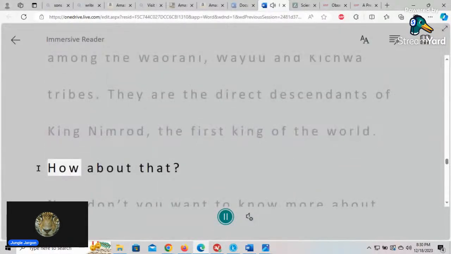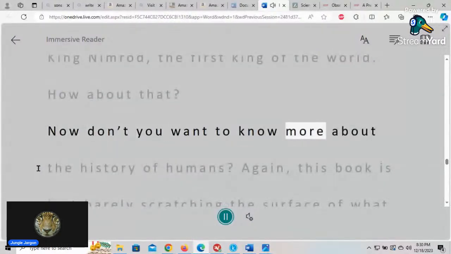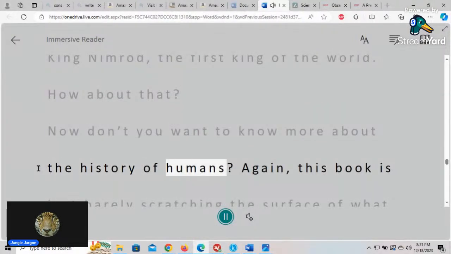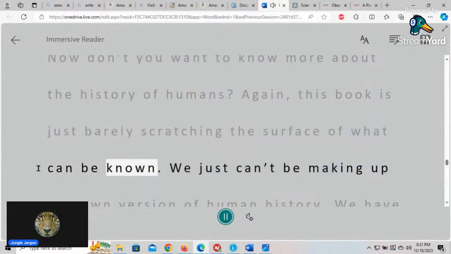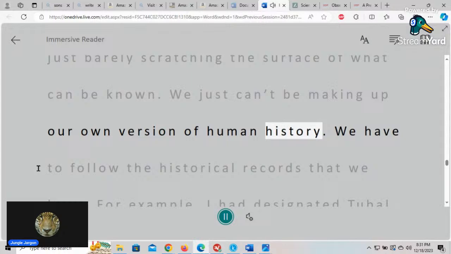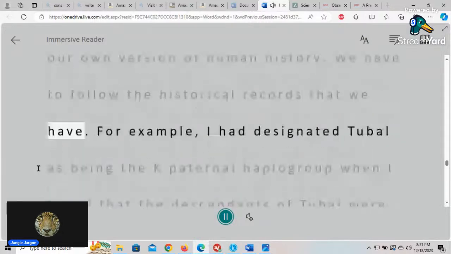How about that? Now, don't you want to know more about the history of humans? Again, this book is just barely scratching the surface of what can be known. We just can't be making up our own version of human history. We have to follow the historical records that we have.